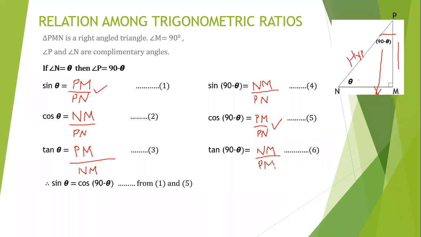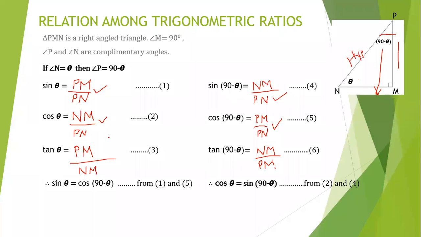Now look at the second one, cos theta. What did we get? NM upon PN, right? And see here, for sine 90 minus theta, we got again NM upon PN. Both are again the same, right? So we can say from 2 and 4 that cos theta is equal to sine 90 minus theta.